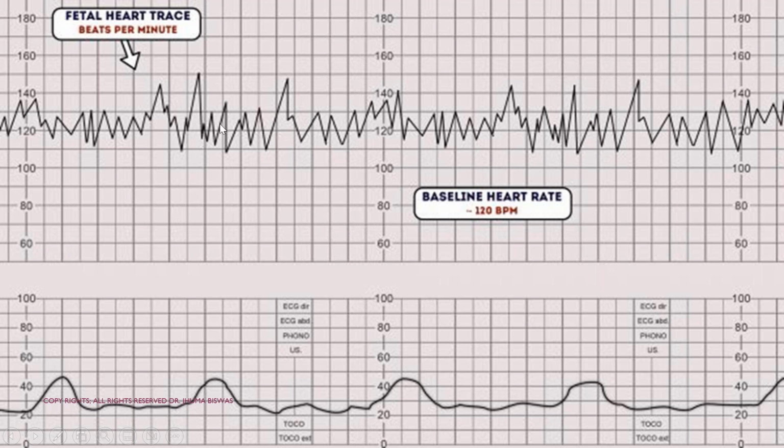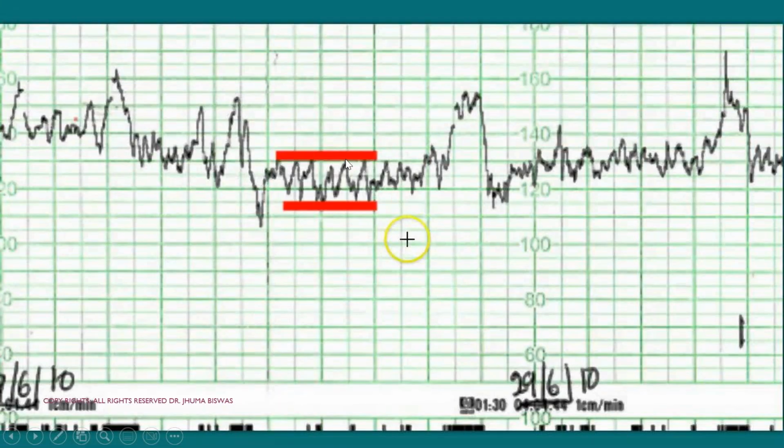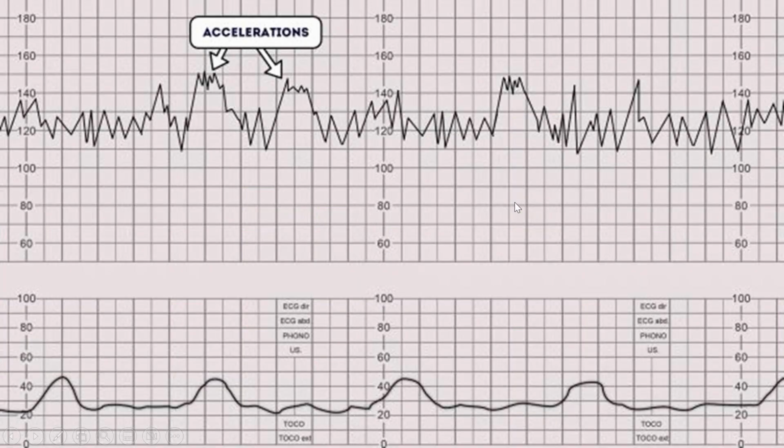Here you can see if you pass a straight line, that is the baseline heart rate, which is 120 beats per minute. Then you can measure the beat-to-beat variability, so the baseline beat-to-beat variability is the upper limit and the lower limit. The upper limit is 130 and the lower limit is 115, so it's actually 15 beats per minute.